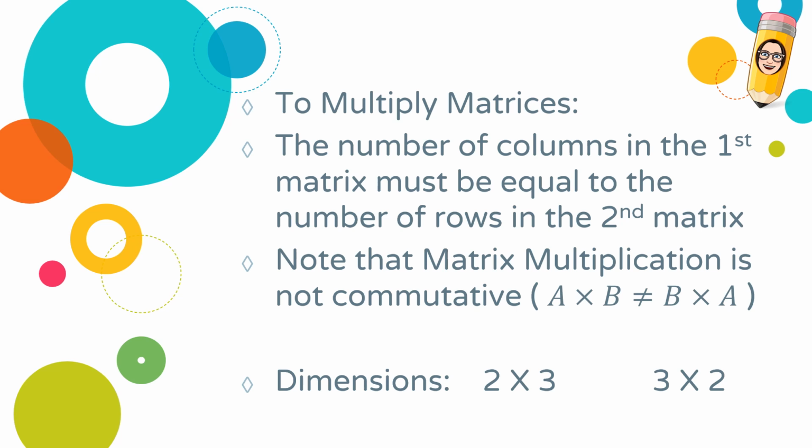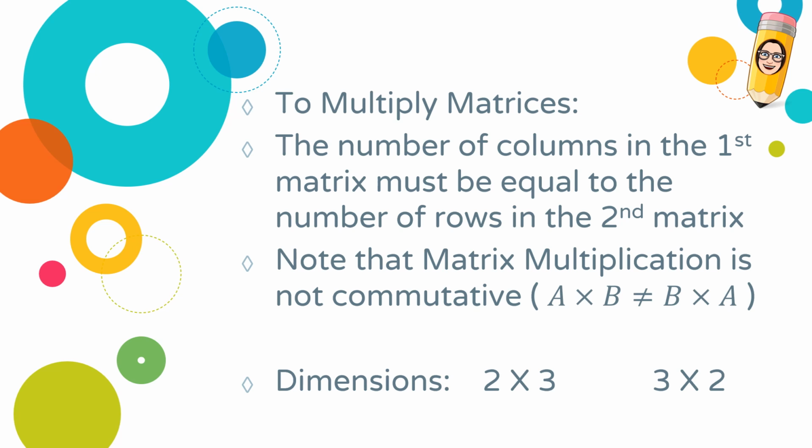Second note is that matrix multiplication is not commutative. You're used to saying 2 times 3 is the same as 3 times 2, but with matrices, it doesn't work out that way. So whatever order you're told to multiply in, you must stick to that.